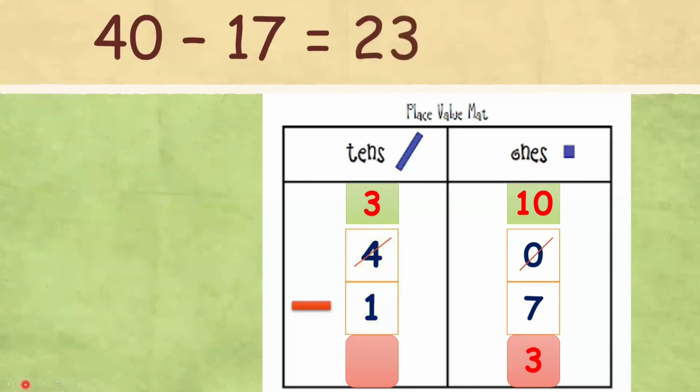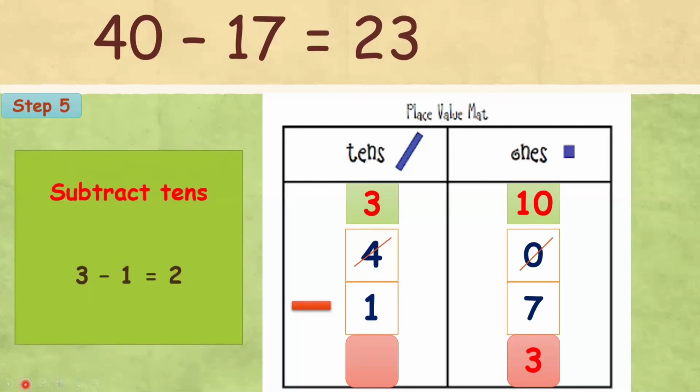Next step is step number 5. After subtracting ones, we'll subtract the tens. Here we get 3 minus 1. So 3 minus 1, we get 2 tens. Now write 2 in the tens column. So our answer is 23. So 40 minus 17 is 23.